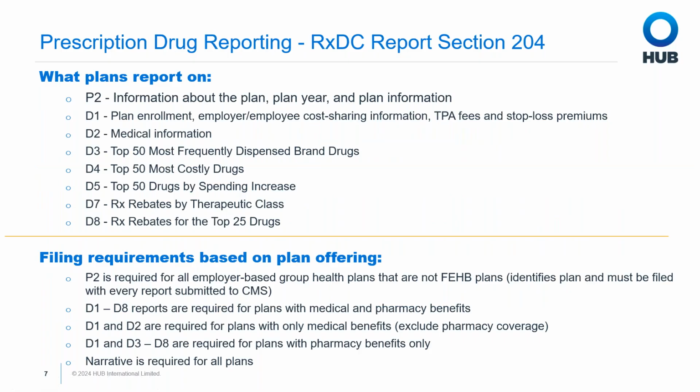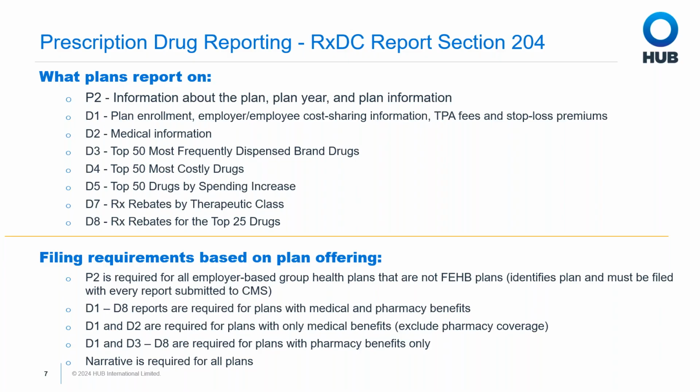Which plans are required to report, and what do the plans report on? All plans, be they fully insured, level funded, or self-funded, will be required to report P2. That is general plan information, the plan year, who is the plan sponsor, and also for medical plans that will be reporting on D1, which is plan enrollment and employer and employee or member cost sharing, TPA fees and stop loss, to name a few items.